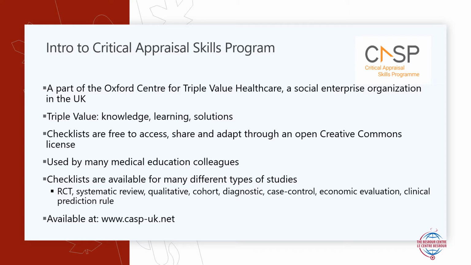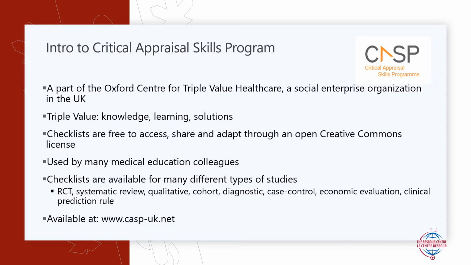The Critical Appraisals Program, which we'll refer to as CASP, comes out of the Oxford Centre for Triple Value Healthcare, which is a social enterprise organization in the United Kingdom. Triple Value, according to this group, stands for Knowledge, Learning, and Solutions. And they've developed a whole program around helping us to critically appraise, or really look at, the research studies that we're reading and consuming. So these checklists that they've developed are free to access. They're free to share and adapt through an open Creative Commons license.